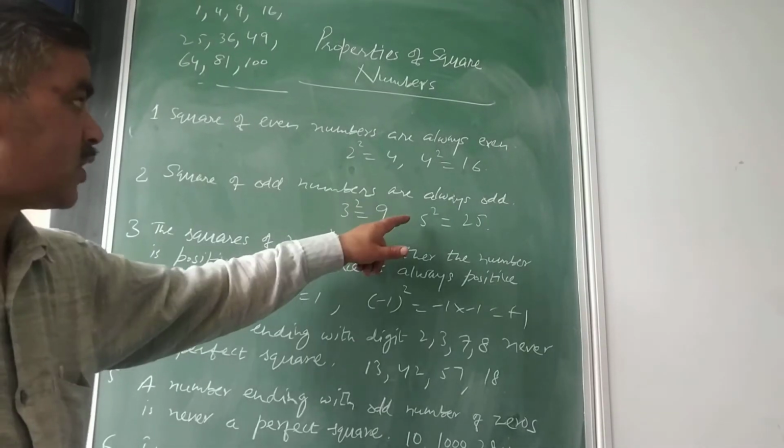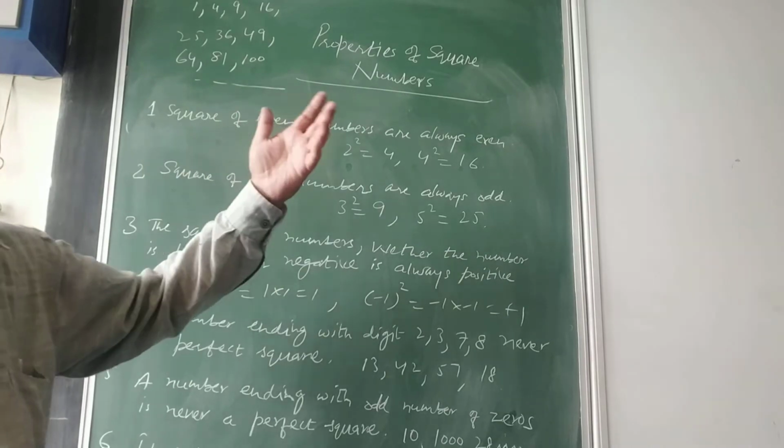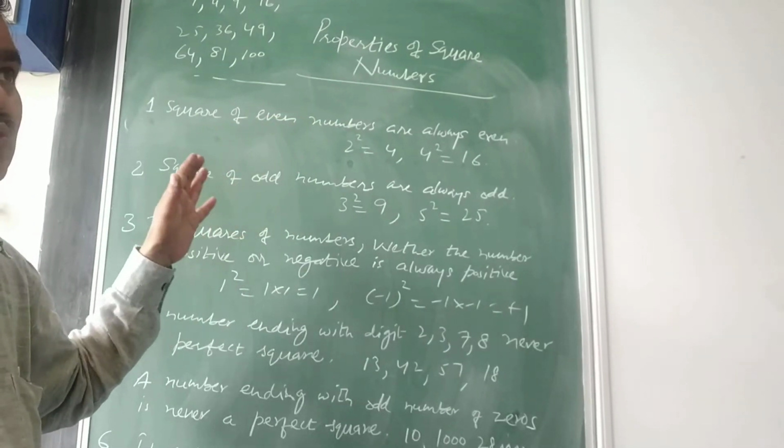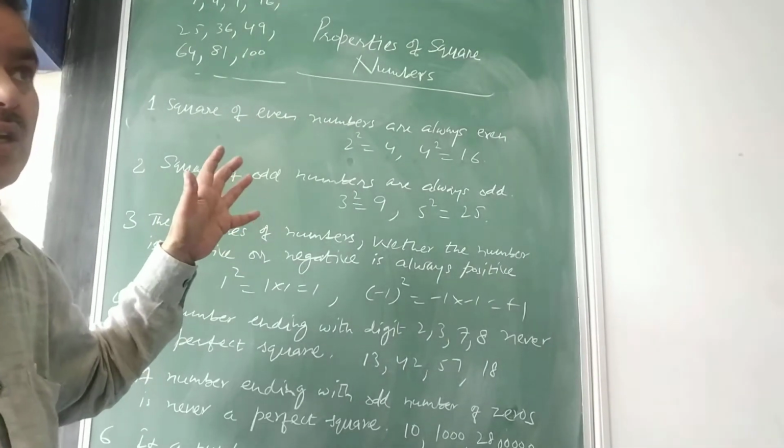Similarly, the square of an odd number. So 1, 3, 5, 7, 9, 11, these are all the odd numbers, which do not fall in the table of 2.